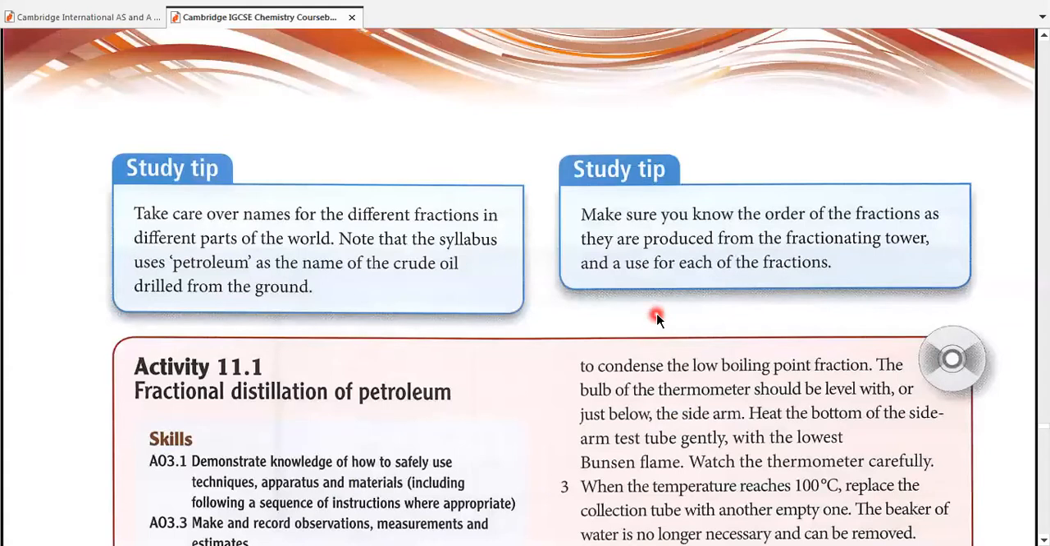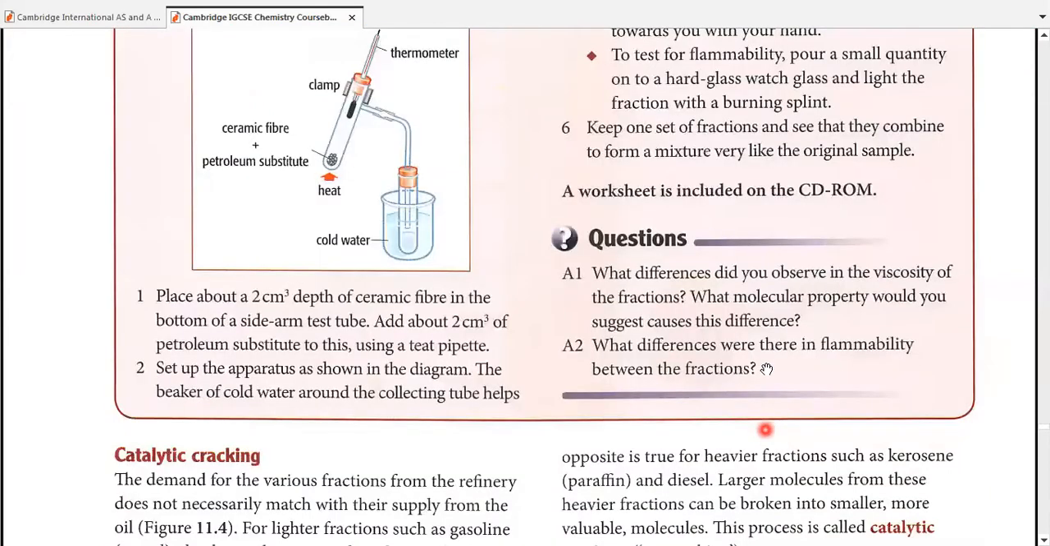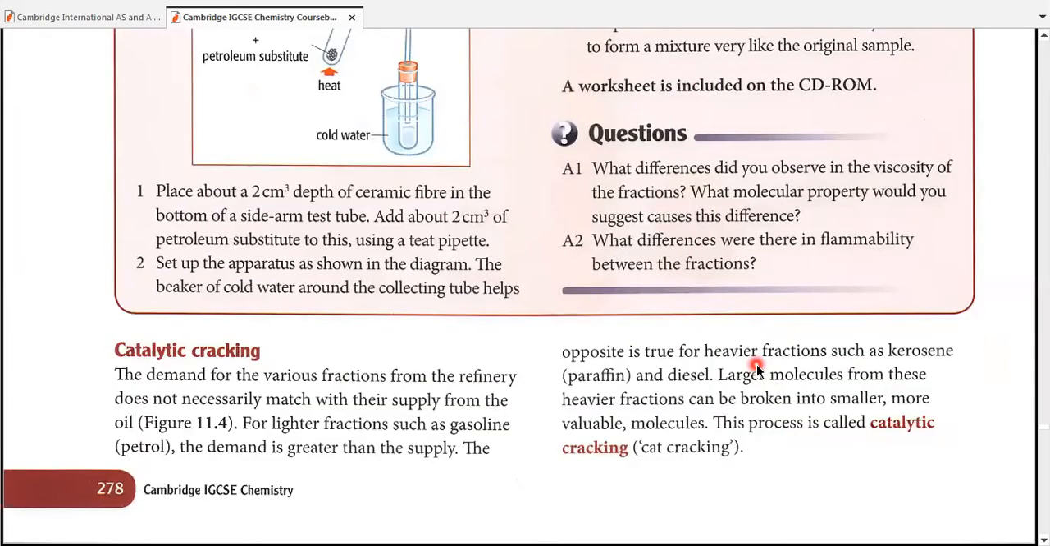The next study tip would be make sure you know the order of fractions as they're produced from the fractionating tower and a use for each of the fractions. We went through it yesterday. I told you that's very important. A lot of past papers have that question. It is usually considered an easier question. We need to list a fraction and its use. So usually 2 to 3 fractions are asked in a 2 to 3 mark question, which is usually considered an easy question. All right.